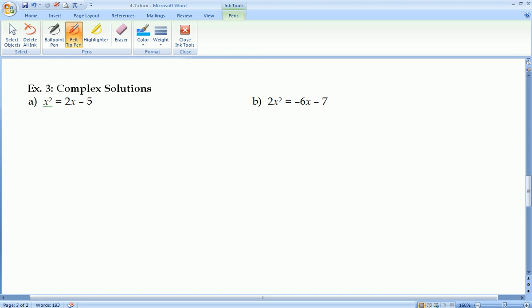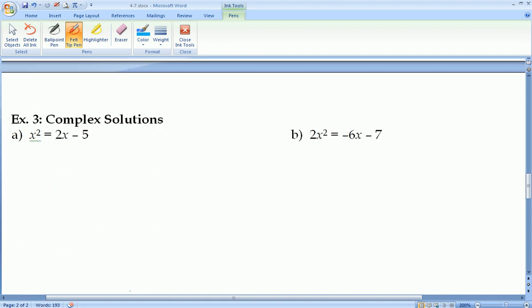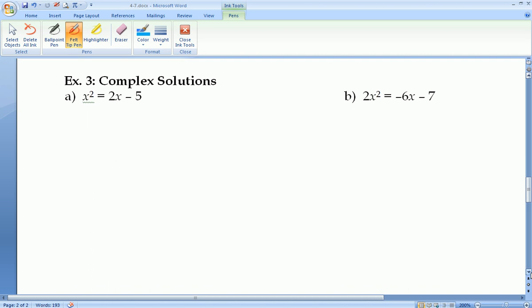complex solutions. Whenever you see the word complex, that means that it involves an I, and I means you have a negative radical, or negative inside the radical, okay? So we're going to start this problem. So just be prepared for an I involved or a negative inside the radical. Don't be afraid. All right.